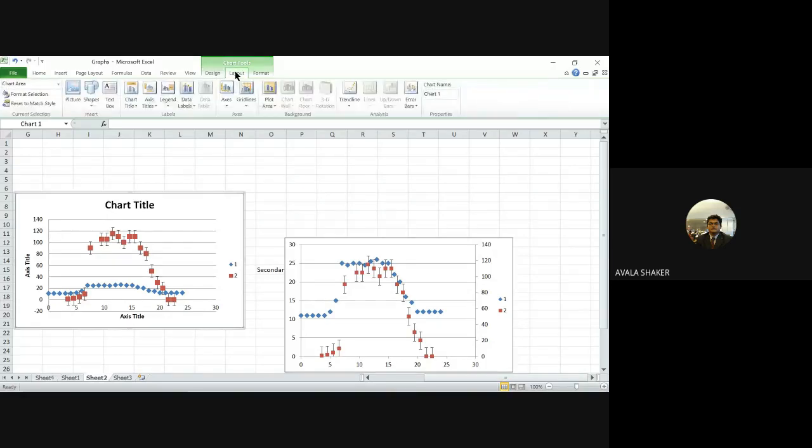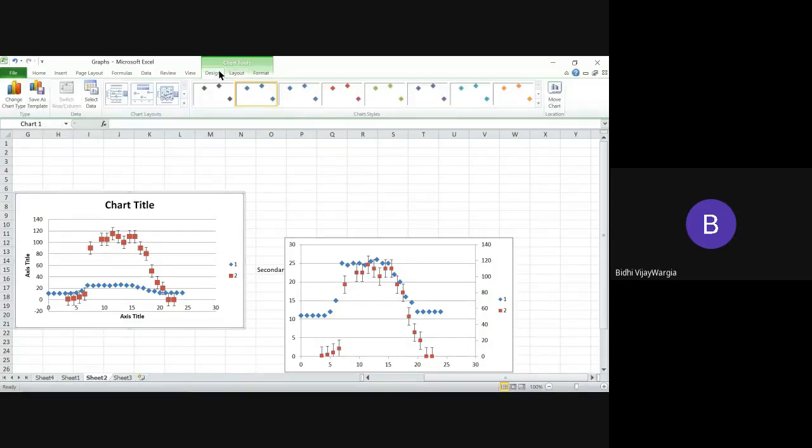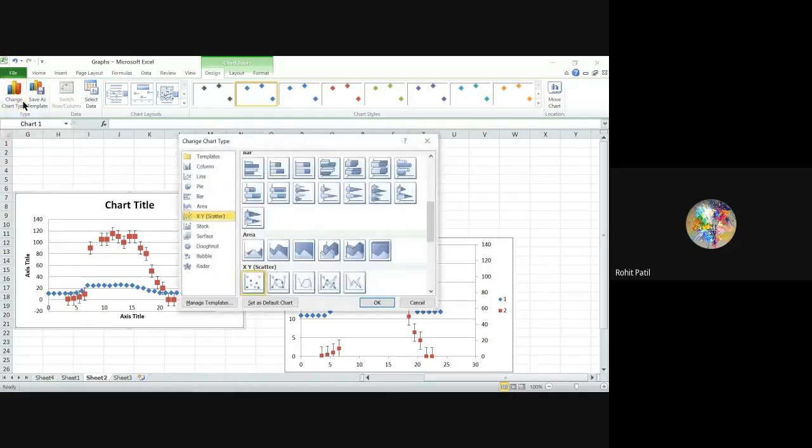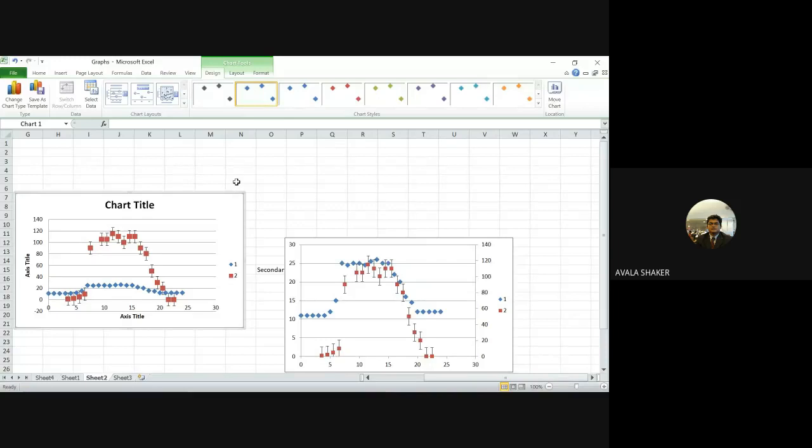It's not there. Sir, it is in design. It is in the left corner in the design. Is there change chart type? Yes, sir, first one. There was an option named combo. I didn't have a combo, but I'll get it. Let's not waste time on that. I'll tell you how it is.